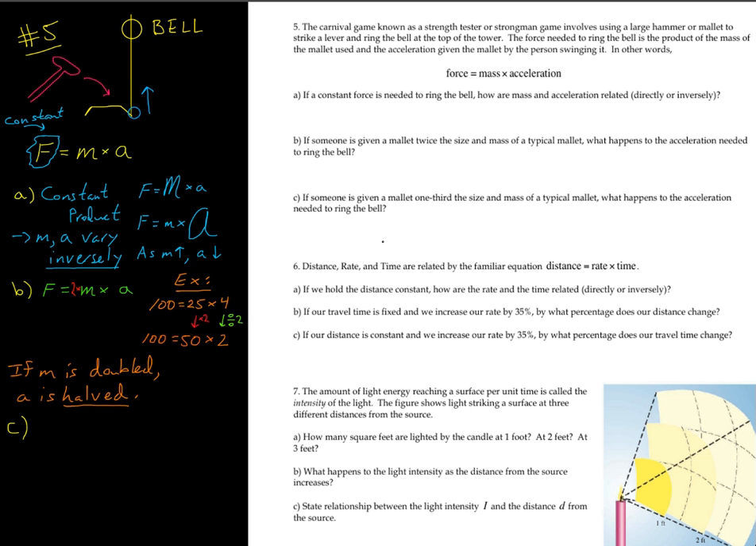Well, just as we saw here, if I double m, that means I'm then going to have to take 1/2 of the acceleration. So these two effects, the doubling and taking the half, in essence cancel out, leaving us with that same constant force on the left. But again, this is just another way to see that doubling m will halve the acceleration. Now with that in mind, let's look at part C. It says if someone is given a mallet 1/3 the size and mass of a typical mallet, what happens to the acceleration needed to ring the bell?